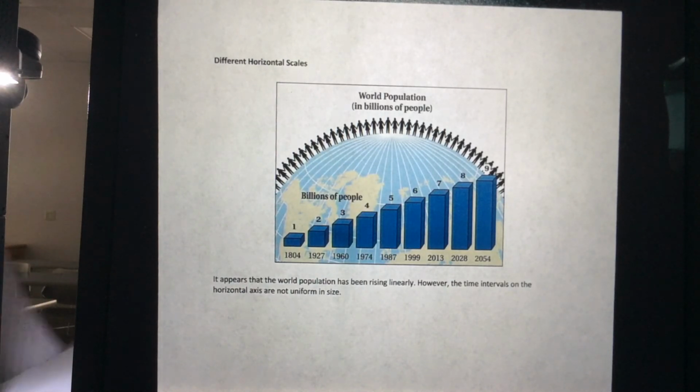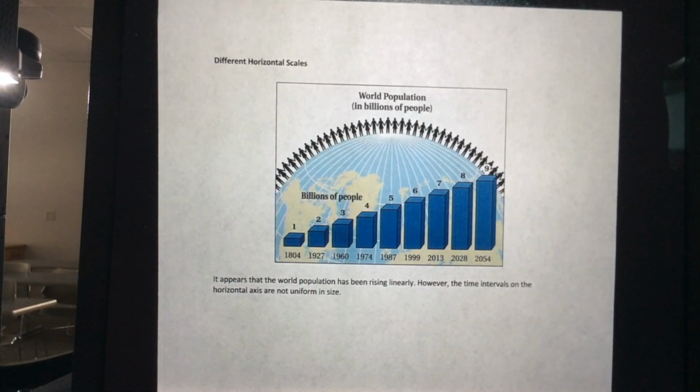Okay, so you do want to be aware of how these graphs can be misleading and it can be deceptive. Okay, so that's going to complete this video on graphics in the media.